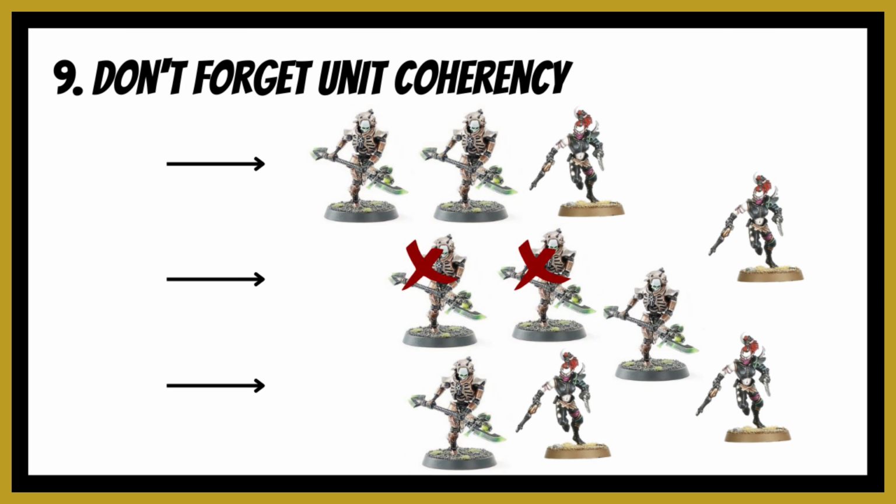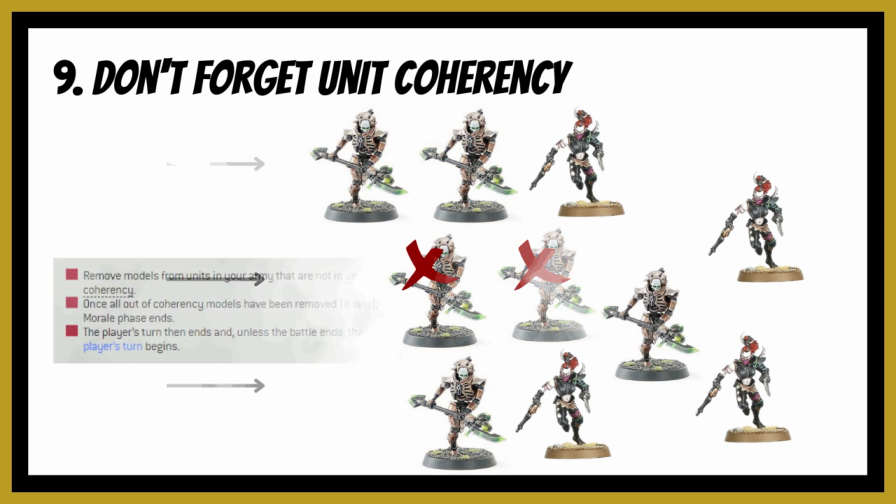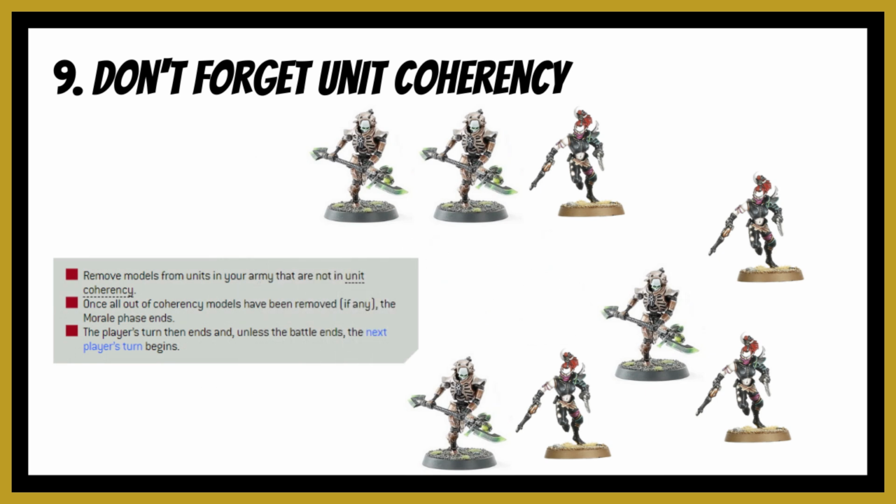Now what you shouldn't be doing in this example here is taking away the 2 center Lich Guard models, because what's going to happen in the morale phase is you're not going to have models that are in unit coherency, and this can be absolutely brutal because you have to simply remove models that are not in unit coherency here.